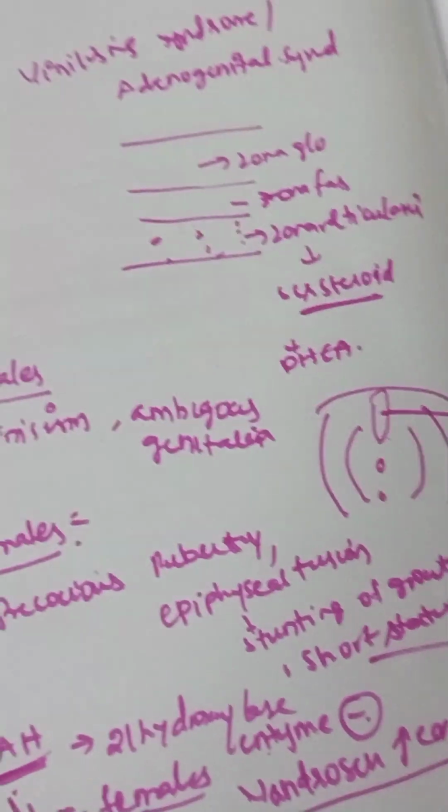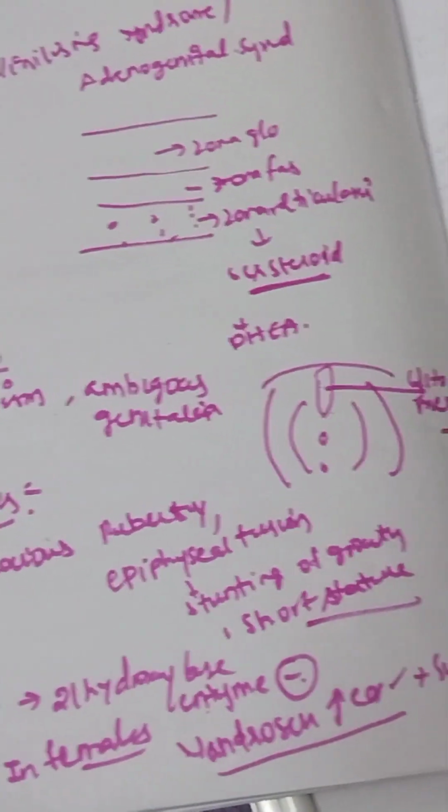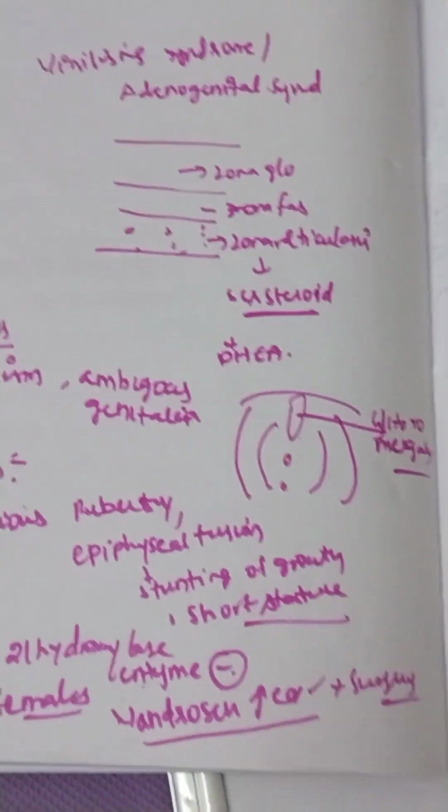That's it guys, today we discussed two syndromes. One is Conn's and another one is adrenogenital syndrome or virilizing syndrome.